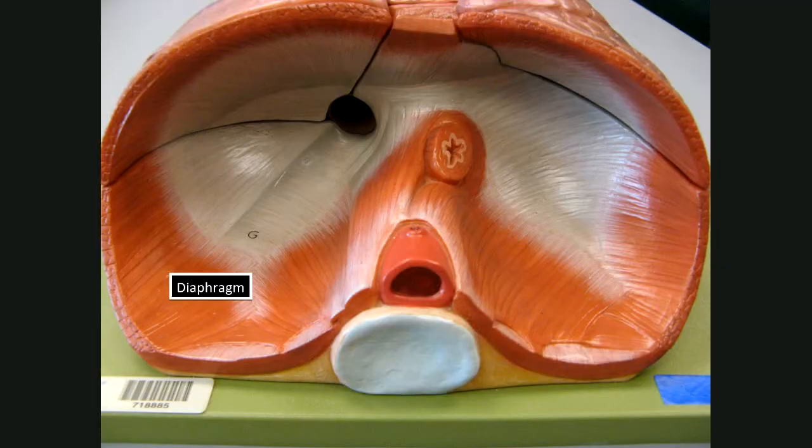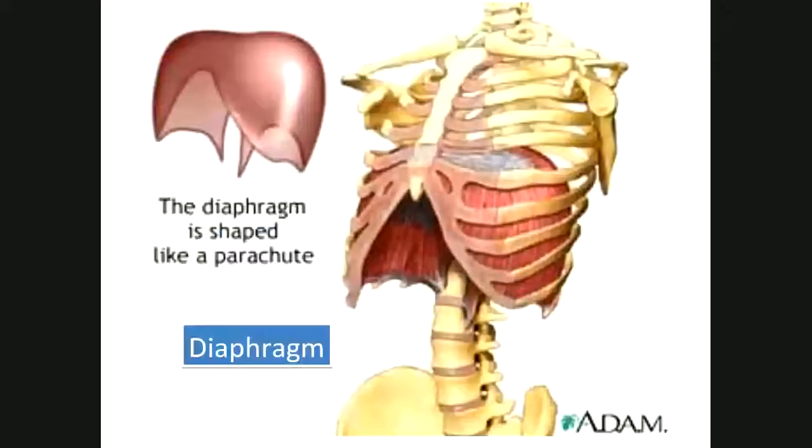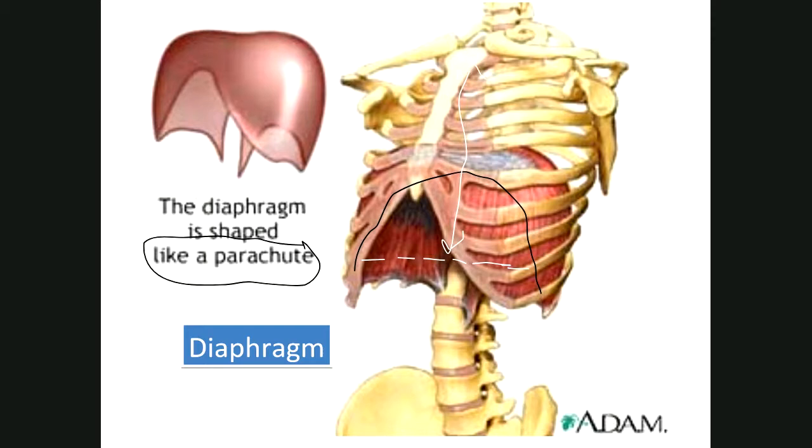So what happens with the diaphragm is it's sort of shaped like a parachute. So here's the diaphragm in its relaxed state. But what happens when it contracts is it flattens out. And as it flattens out, it makes the chest longer. So the chest gets longer. We've increased the volume of the chest. And when you increase the volume, automatically the pressure is going to go down.